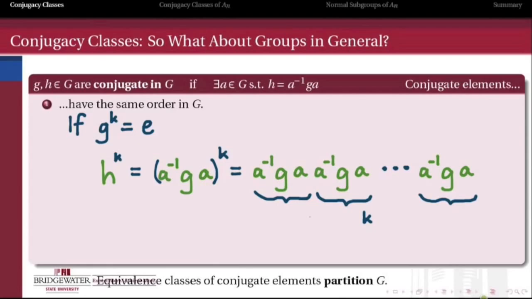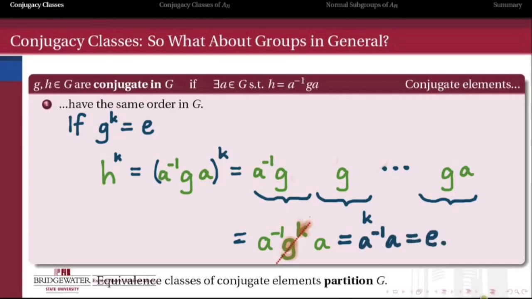But of course, when you write that K times, according to the associative property that defines a group, we can take the A's and the A inverses that are adjacent and group them together. They cancel each other out, become identities. And then look at what we have. We have a single A inverse at the beginning, and a single A at the end are the only ones that survive. And in the middle, we have K powers of G. But by our assumption here, the order of the element G was K. Therefore, that element in the middle is the identity. Therefore, H to the K power is also the identity. So if G and H are conjugate, and G is order K, then H also is order K.